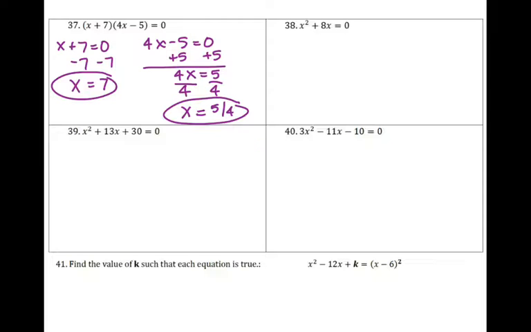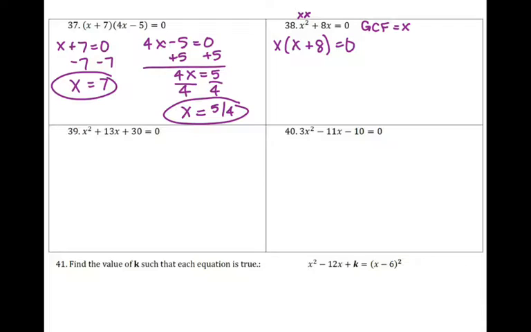Number 38, I have a combination of x squared and x, but one thing I do notice is that they both have an x in common. So I'm going to start by factoring out the GCF. My GCF is x, so I can pull out an x from both of my terms. If I take out an x from x squared, that is x times x, that leaves me with x. And if I take out the x from 8x, that leaves me with 8.